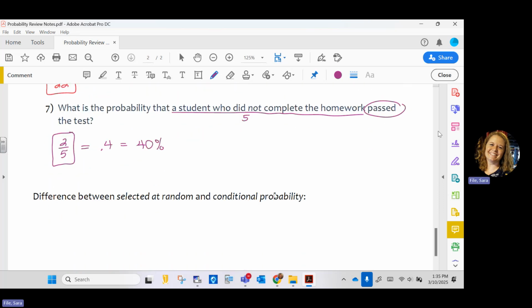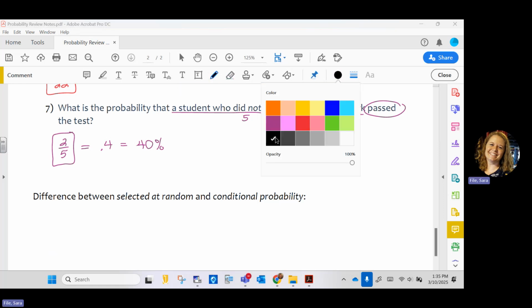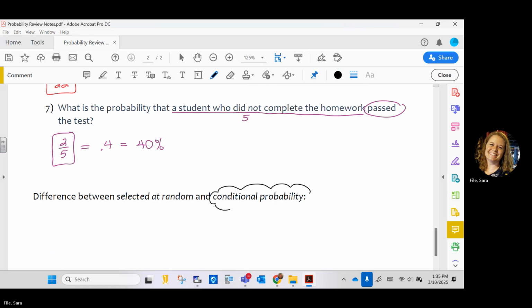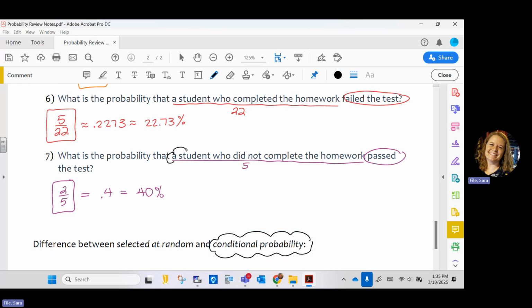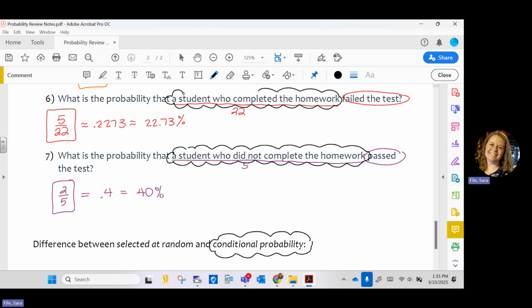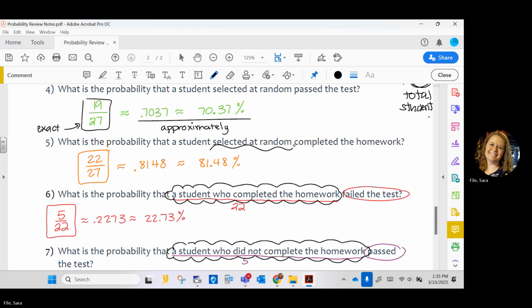Now this is just asking about the difference between selected at random versus a conditional probability. The conditional probabilities are these that I underlined up here. The condition is a student did not complete the homework, and the condition here is a student who completed the homework. So we're finding a probability based on this condition being met. Selected at random was like these first two examples.